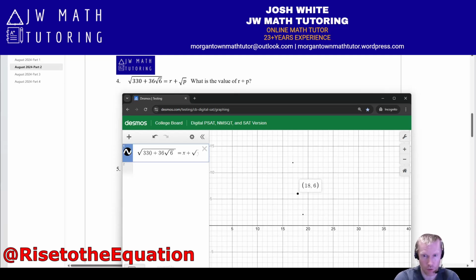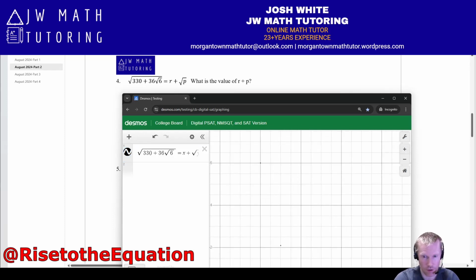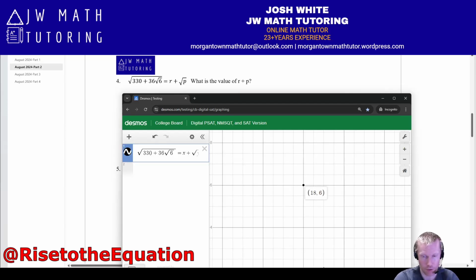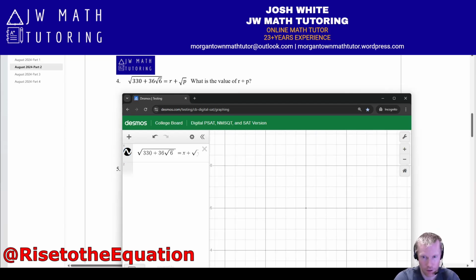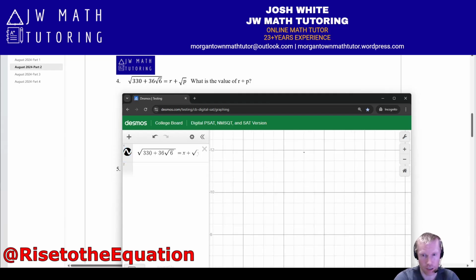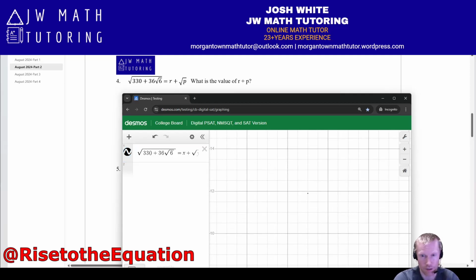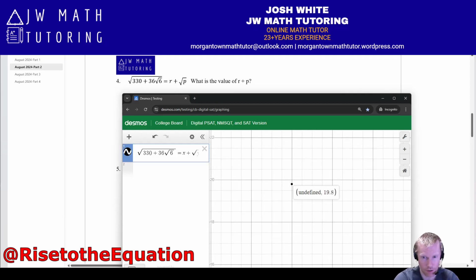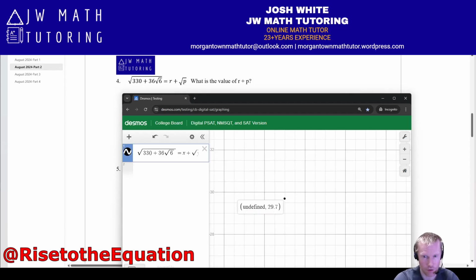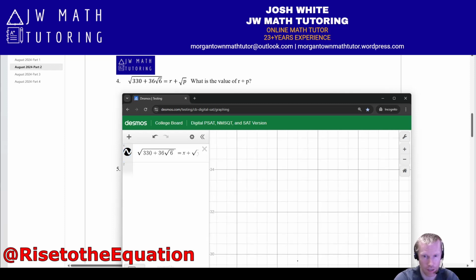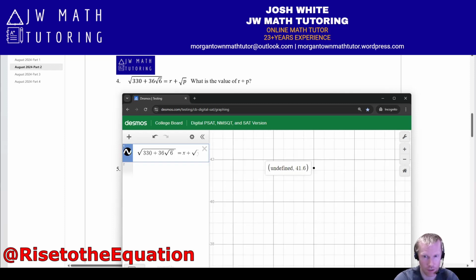But what we need to do is look for where x and y are both integers. So in other words, we're looking for points that are exactly on the grid or intersection marks on the graph. So this is the correct answer, 18, 6. This one, notice technically it's undefined, so that's not going to be it. This one is not exactly 16 or whatever, so that one's not an integer value. This one, again, not exactly an integer value. It's close, but not quite.